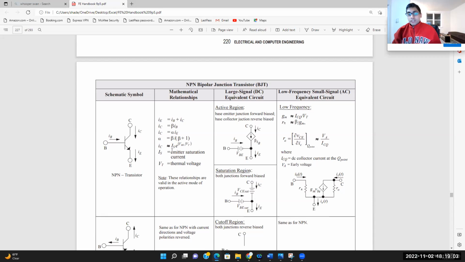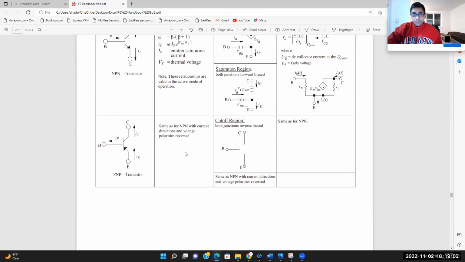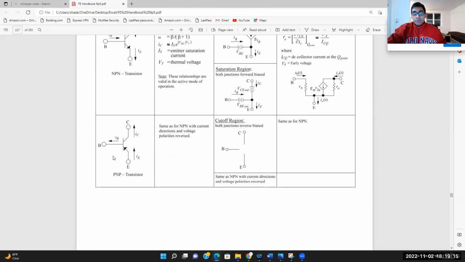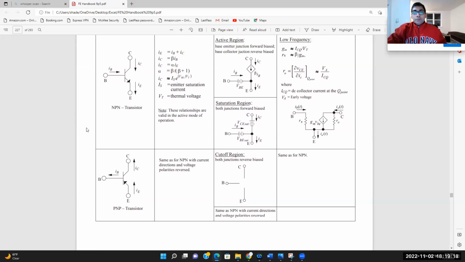I hope I made some sense over here. Now, if you're trying to figure out how a PNP and an NPN transistor differ from each other, it can be represented by this diagram over here.